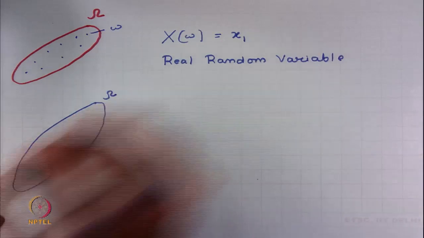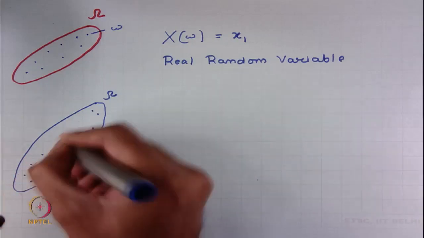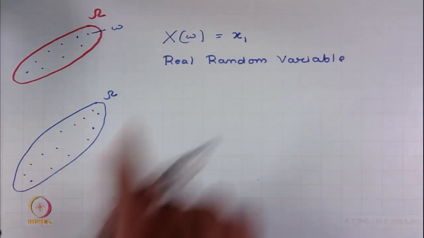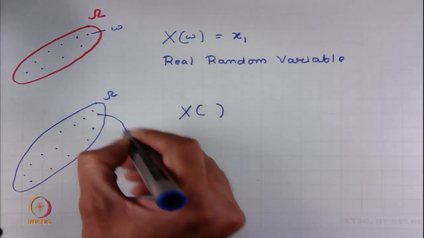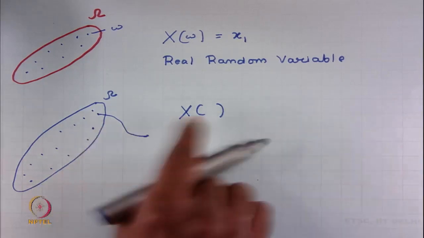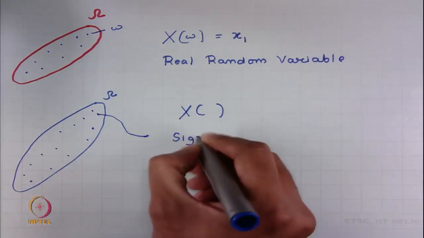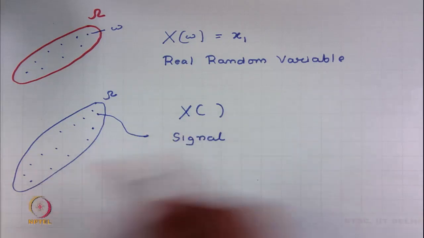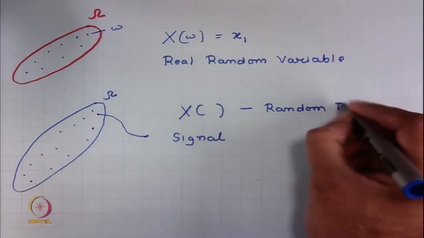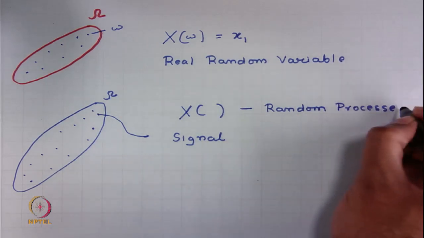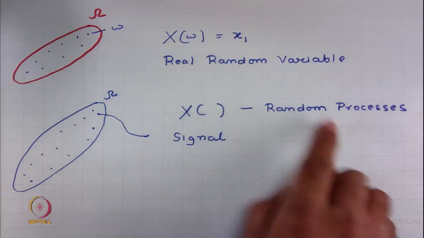Again we have the sample space, and in the sample space you can have various outcomes of an experiment. Again we have a function which takes in an outcome of an experiment, but now this function maps an outcome to a signal, and this function is known as a random process. Let us appreciate the difference between a random variable and a random process.